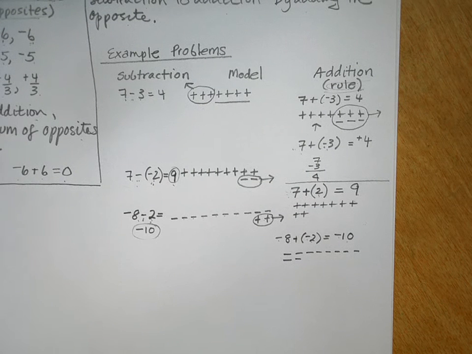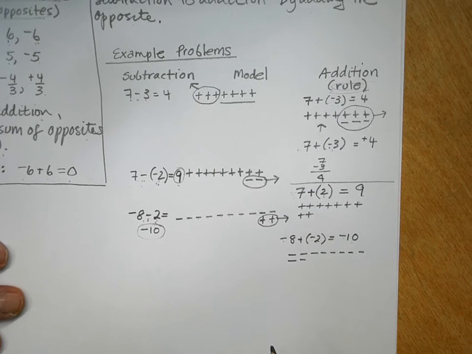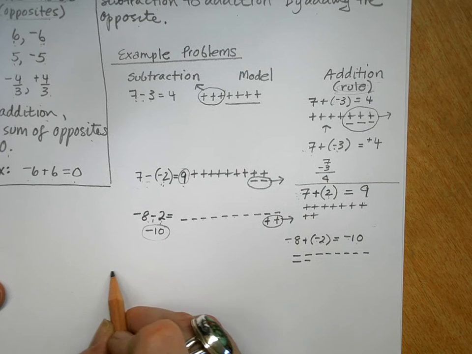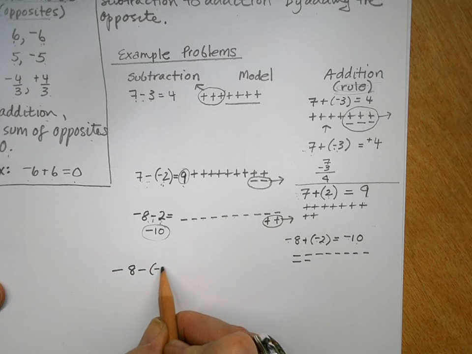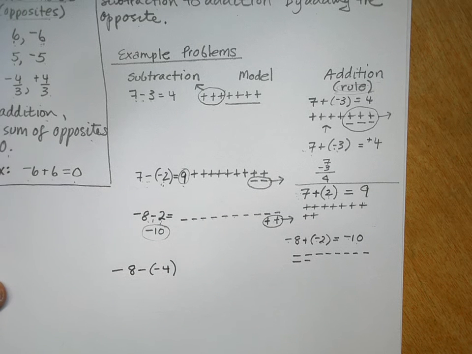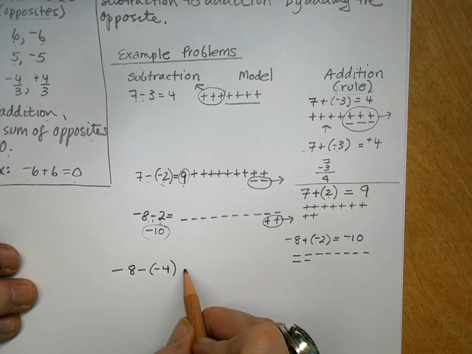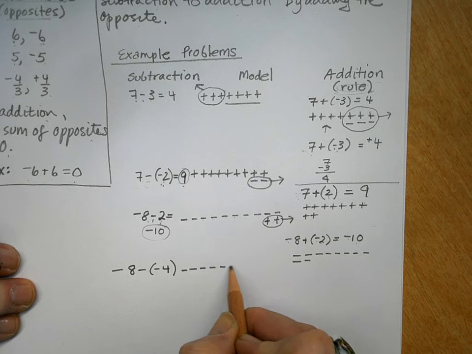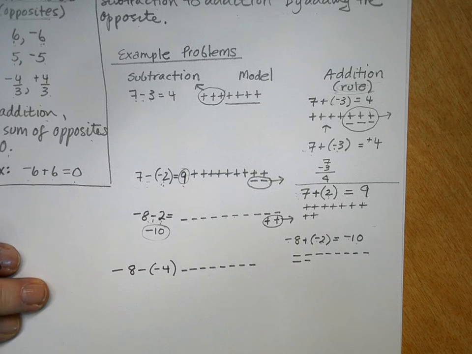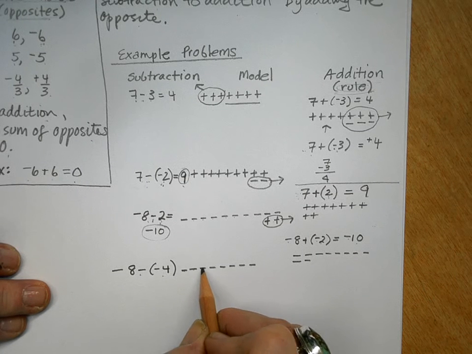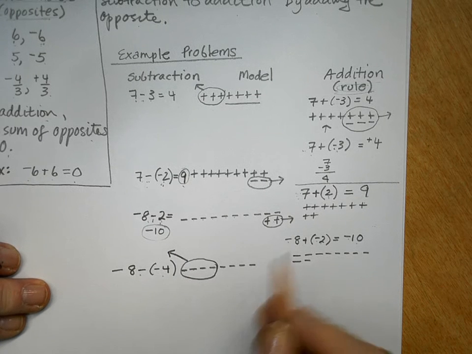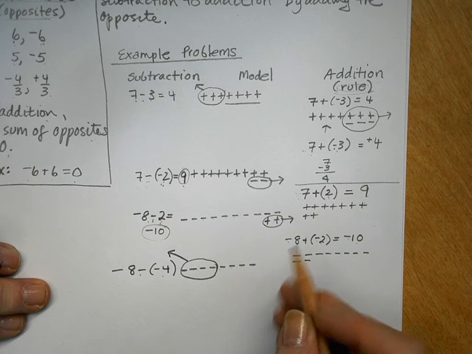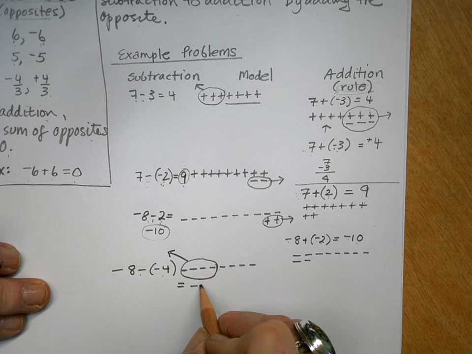I'm going to give one more example. I might take negative 8 minus negative 4. So I could model that with negative 8, 1, 2, 3, 4, 5, 6, 7, 8 negatives. And I need to remove 4 negatives. So 1, 2, 3, 4. I take away negative 4. And I have 1, 2, 3, negative 4 remaining. So this equals negative 4.